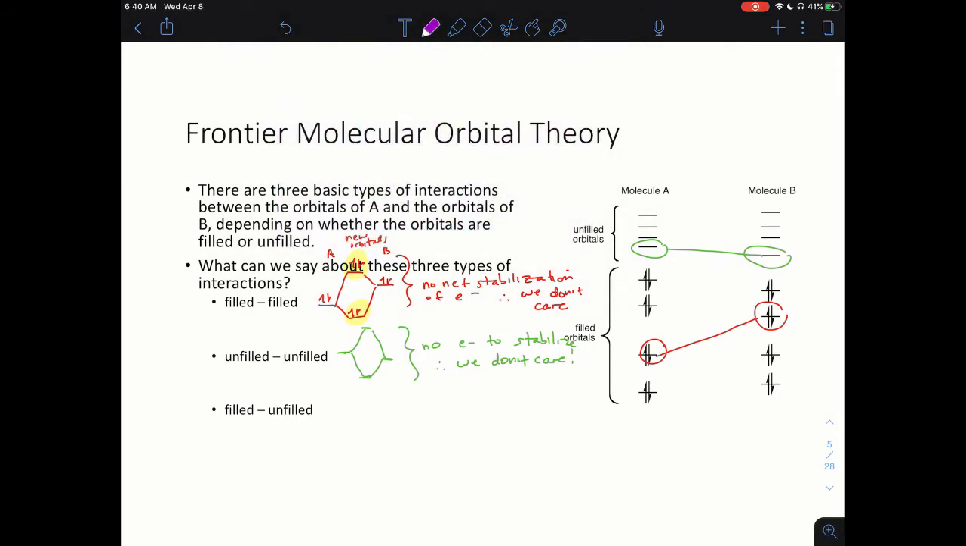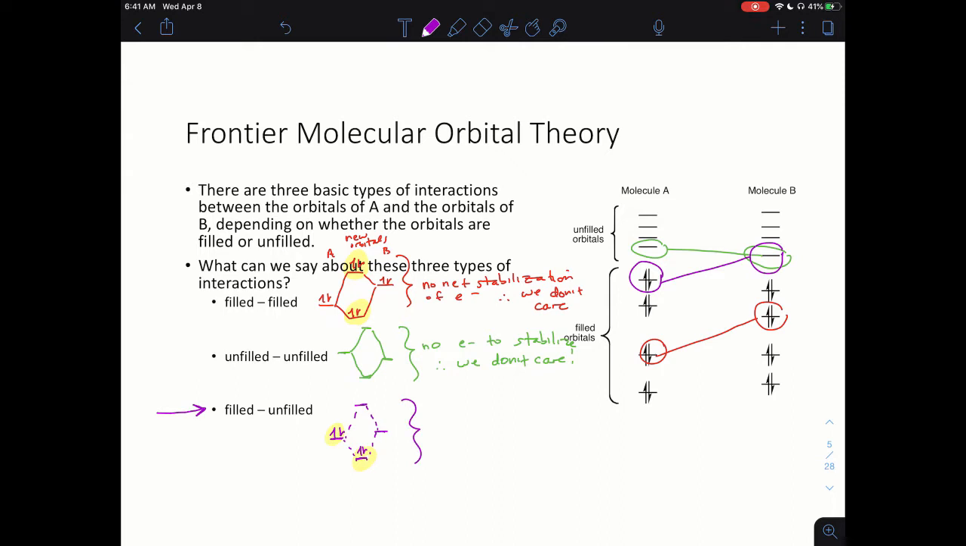All right, last option here. So the filled orbital with an unfilled orbital. So let's look at this orbital on A. It's filled. And we'll just keep looking at this orbital on B, which is unfilled. And let's think about what happens. So here's our orbital from A. Here's our orbital from B. The orbital from A had electrons in it. We generate two new orbitals. One is lower energy and one is higher energy than where we started. And then these electrons, they're going to go in the lowest energy orbital.